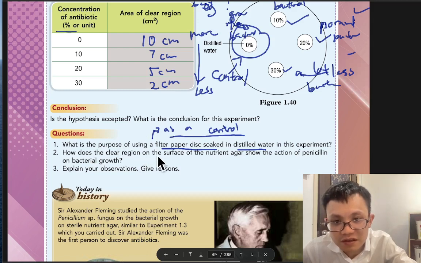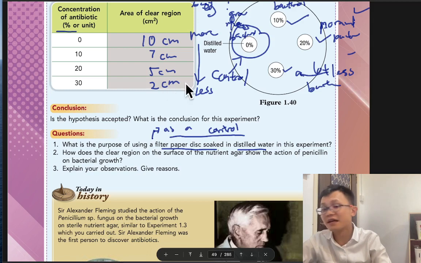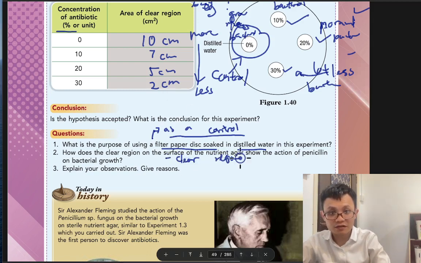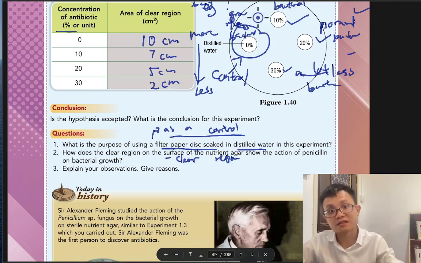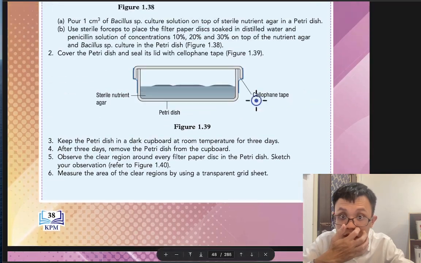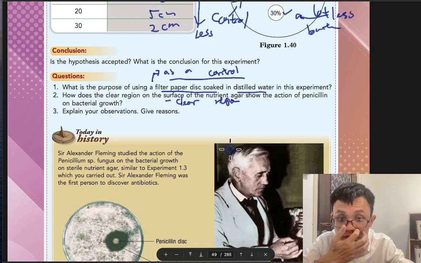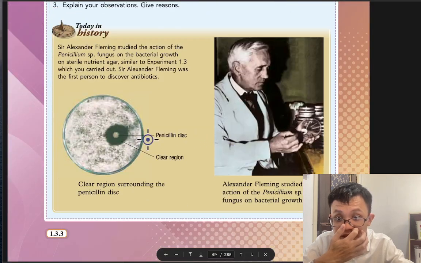How does the clear region on the surface of the nutrient agar show the action of penicillin? So there will be some white clear region. Okay, there will be a clear region. That's why this is the petri dish. So we can see that this is an example of penicillin. So you can see the clear region is this big.